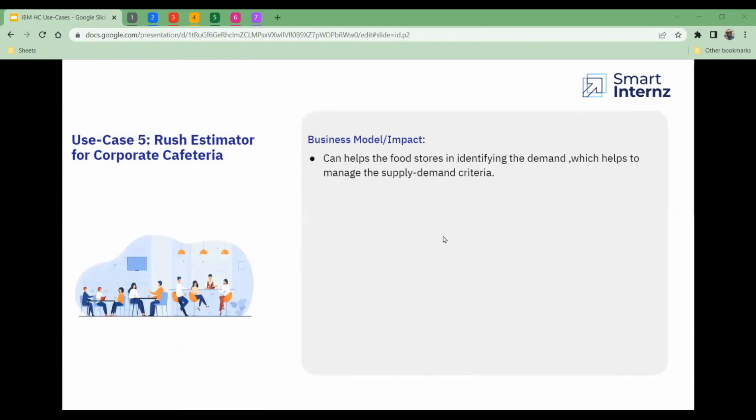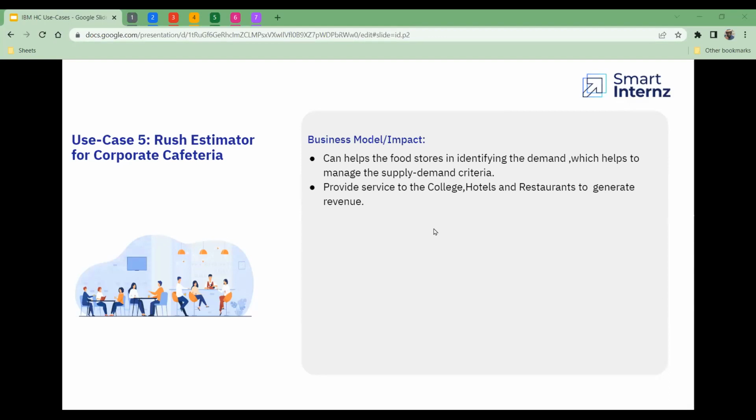Let's see the business model and the impact. We can help food stores identify demand, which helps them manage supply and demand. We can also provide the services to colleges, not only corporate cafeterias. We can use this in several ways: colleges have cafeterias, and there are hotels and restaurants too. We can provide this service to these guys also, and by that we can generate a lot of revenue, because ultimately we are helping them.